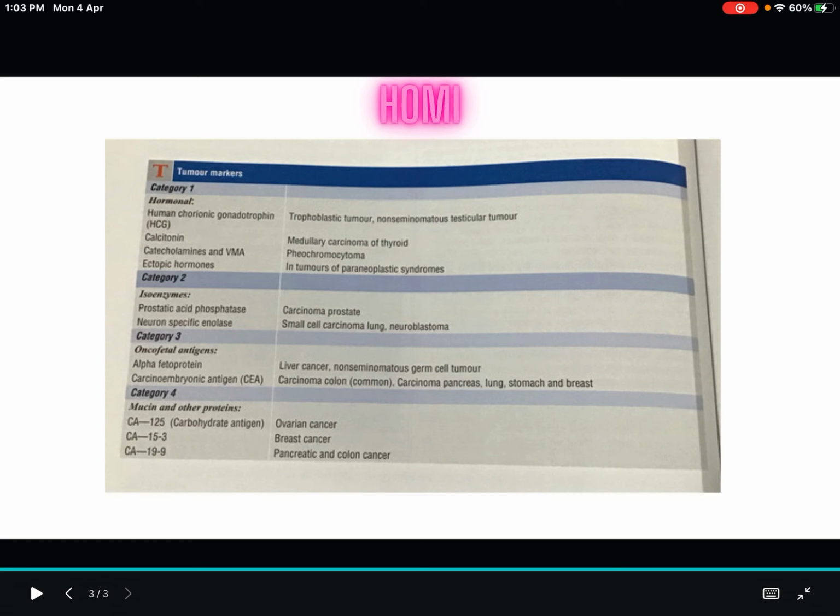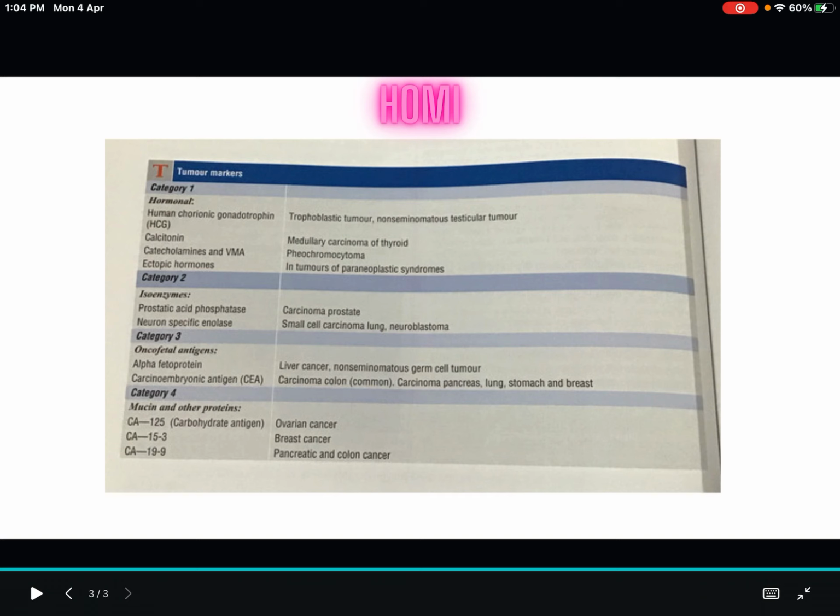For remembering the categories, you can memorize a mnemonic like HOMI. H for hormonal, O for oncofetal antigens, M for mucin and other proteins, and I for isoenzymes. This table I have taken from SRB, so we can go through it. I will just explain under each category.